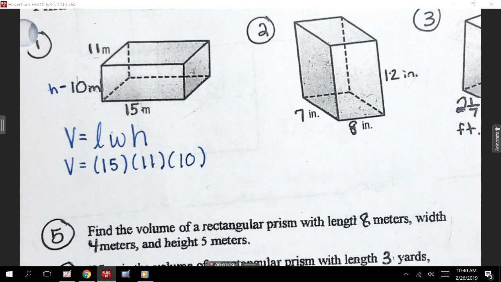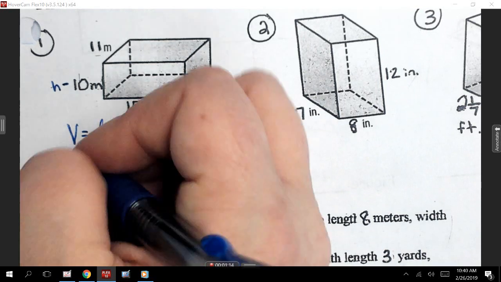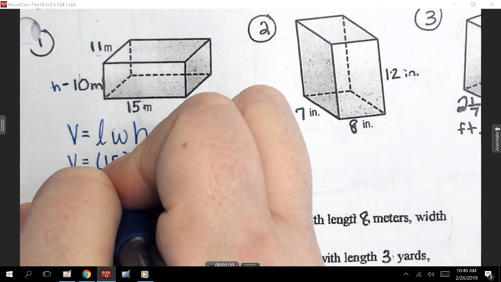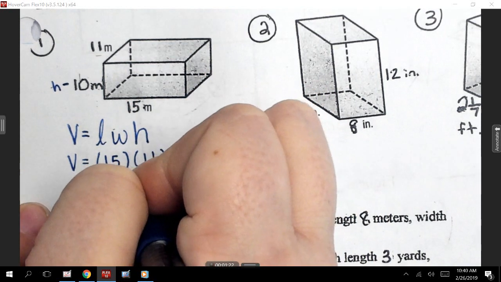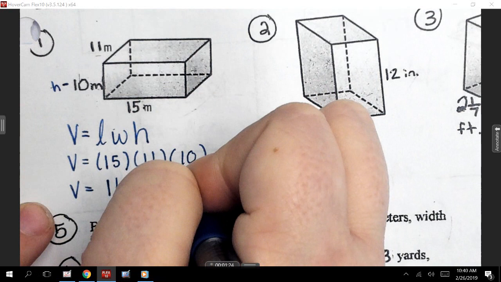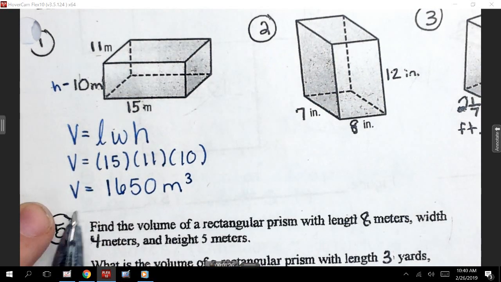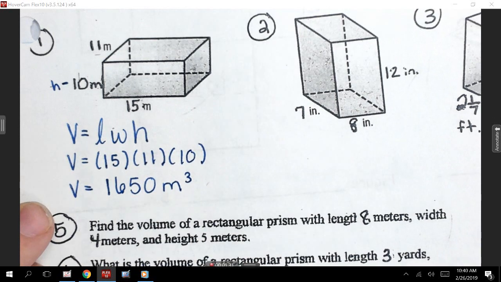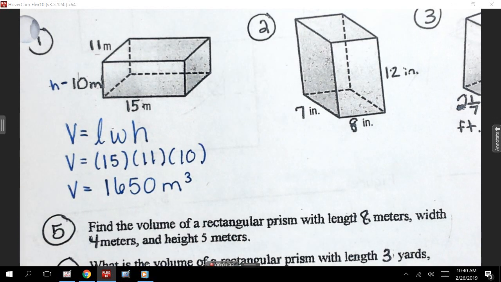All right. So now what do I need to do with those numbers? Truett? Multiply them. And what do we get when we multiply those? Jet? Say that again, 1650. And what needs to go next to that? Meters cubed. Remember, if you have a V, you need a 3. Yes. All right.